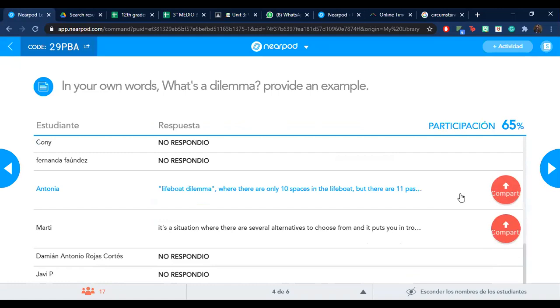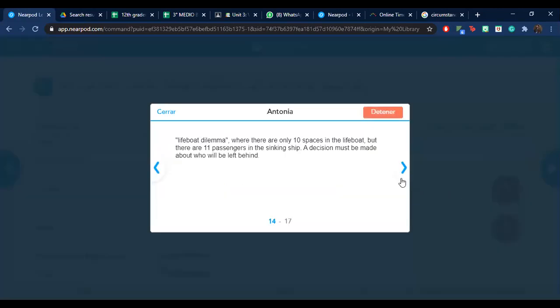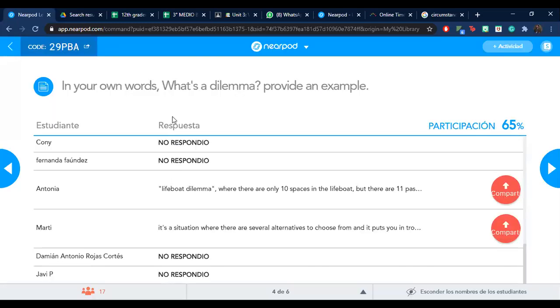And for example, here, our lovely student, Dota, says, the lifeboat dilemma. This is a famous dilemma in which there are only 10 spaces in a lifeboat, but there are 11 passengers in a sinking ship. A decision must be made about who will be left behind. This is a very, very good example. Who do we save? Or who do we leave behind?